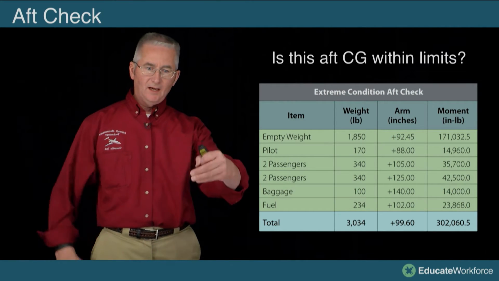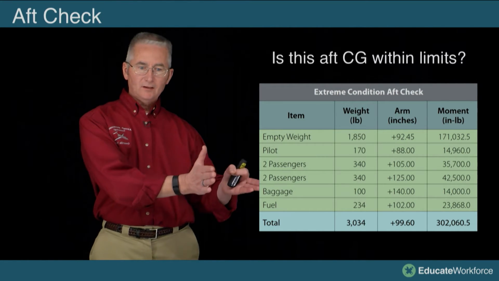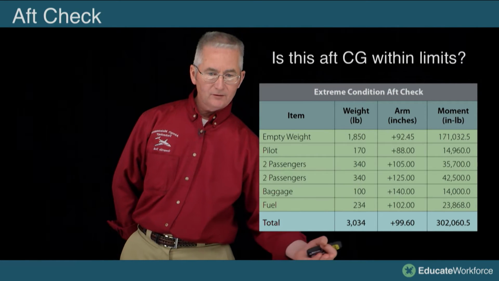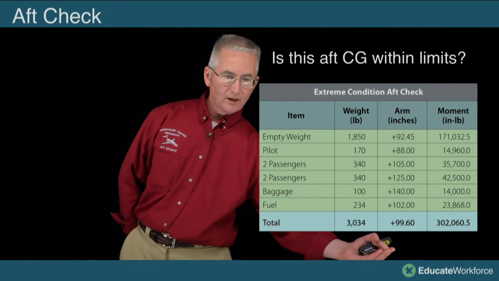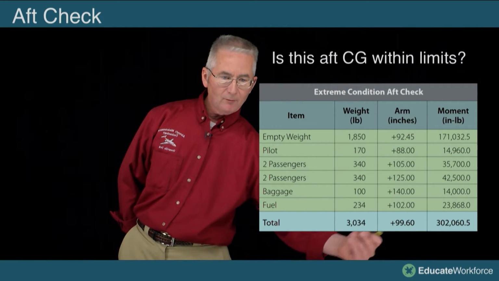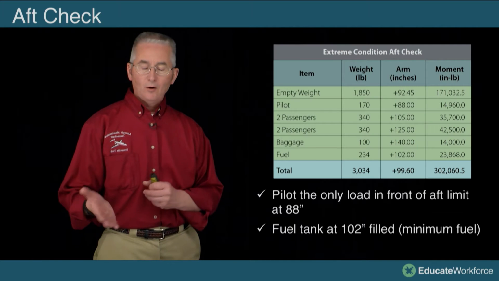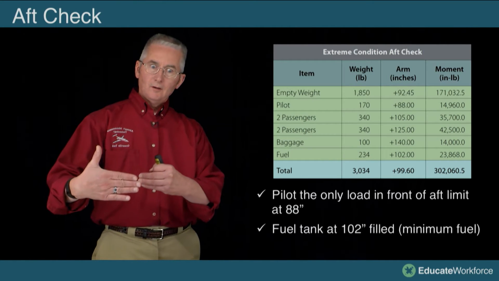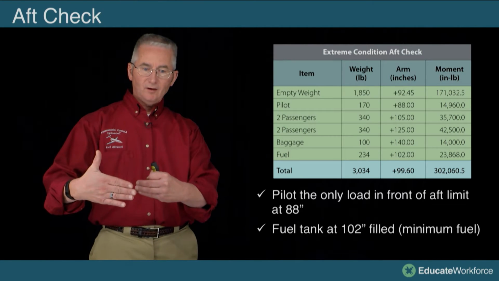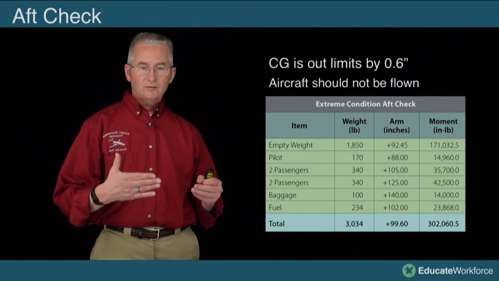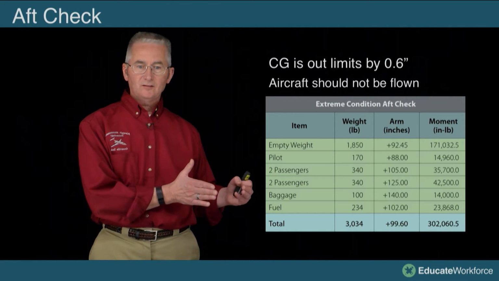again, the same thing. Everything aft of the center of gravity gets maxed out. We did it here. You can look at all the numbers that we've got, our baggage, our fuel, notice the arms, notice the moments, and we come up with a 99.6 CG. Remember, we only put a pilot up front because he was forward of the center of gravity. The fuel tank at 102 was filled to minimum fuel. The center of gravity is out by 0.6 of an inch.